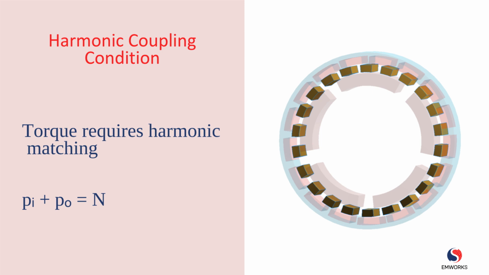Torque transmission requires harmonic matching between the rotors and the modulation ring. This occurs when the inner and outer pole pair numbers satisfy the condition P_I plus P_O equals N. Only under this condition can steady torque be transmitted.